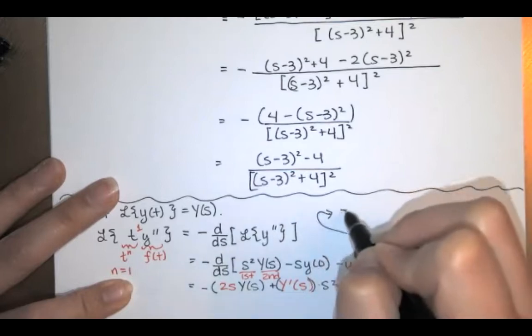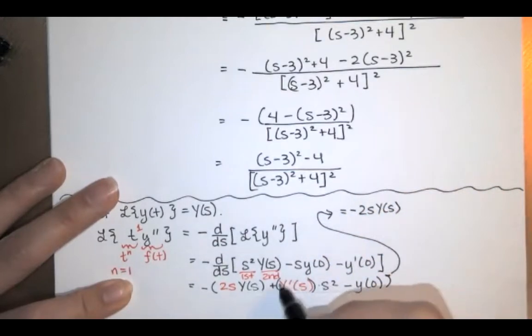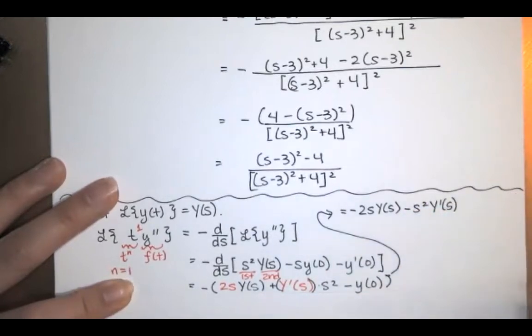So I would distribute that negative. So I'd have -2s times Y of s. I think I'll bring that s squared out front, minus s squared times Y prime of s, minus a -y of 0. So that's adding y of 0.